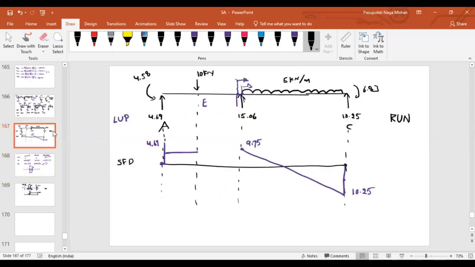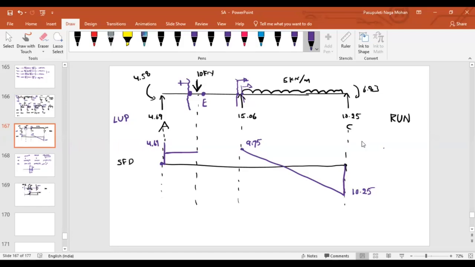Now come back to here. Can we define the shear force at point E? No, sir. Why? Because there is a concentrated force. In that case, what we should do? We have to take a section to the left as well as to the right.